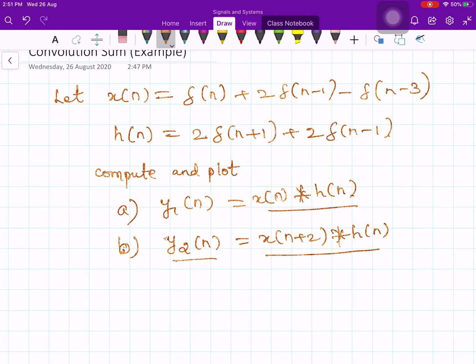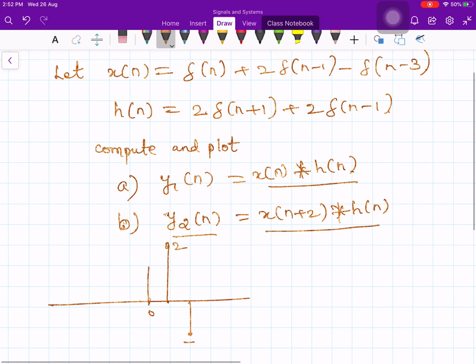Anyway, now how does the x of n look? When n equals 0, its value is 1. When n equals 1, it is 2. When n equals 3, it is minus 1. When n equals minus 1, it is 2 and 1. This is my x of n. You can verify.